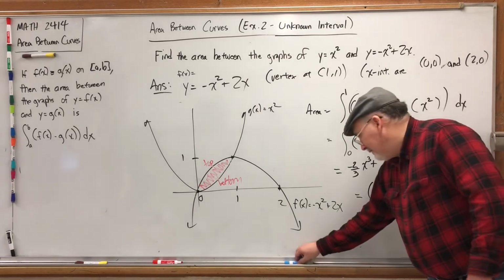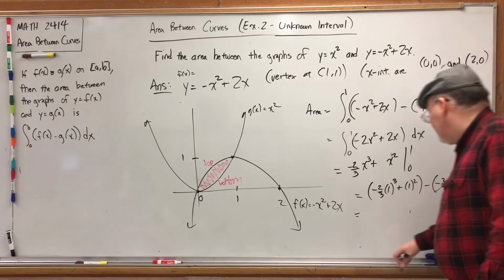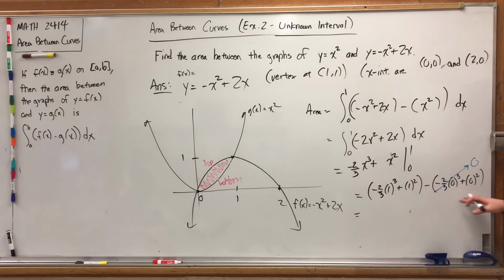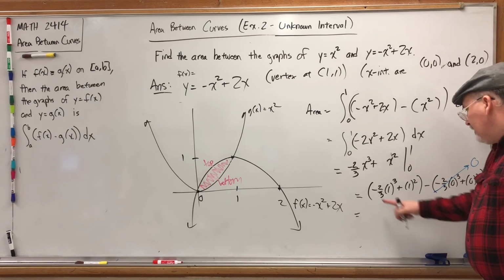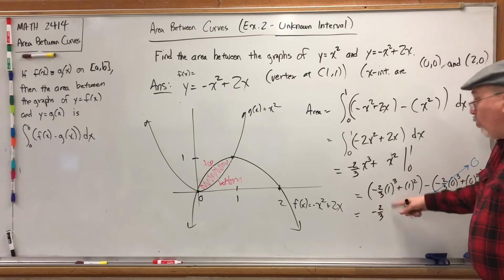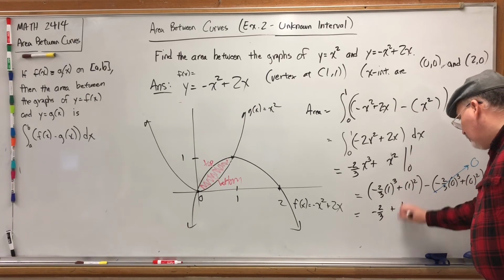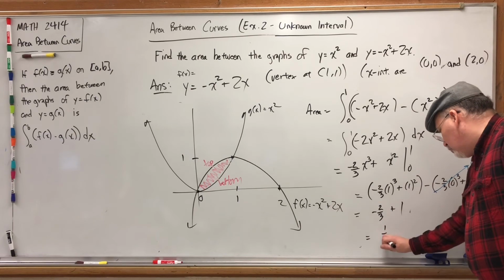Again, sometimes a lower limit of 0 does this and you can ignore it, but not always. Safest thing to do is to write it, because again, if something goes wrong but you write this, you're showing me you know something, I can give you partial credit. Negative 2/3 times 1 is negative 2/3. I'm sorry, 1 cubed is 1 times negative 2/3 is negative 2/3. Plus 1 squared is 1, and negative 2/3 plus 1 is 1/3.